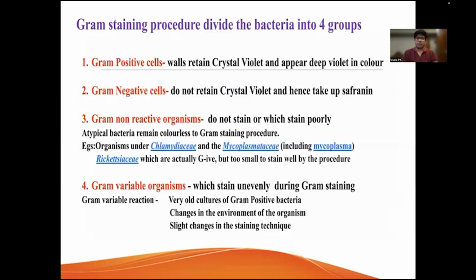So basically, what you need to know is that the gram staining procedure is used to differentiate between gram-positive and gram-negative organisms, and the gram-positive cells will appear violet in color, while the gram-negative cells will appear pink in color.